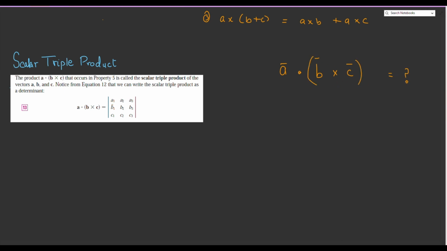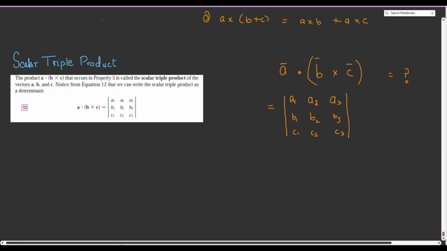So here we have this formula. This formula says that A dot B cross C is called the scalar triple product. It is defined in this way. In the first row, we write the components of the vector A, that is A1, A2, A3. In the second, we write the components of the vector B, B1, B2, B3, and then C1, C2, C3. Then we expand this determinant with the method we have discussed in the beginning of this class. Then you can find the scalar triple product of these three vectors.